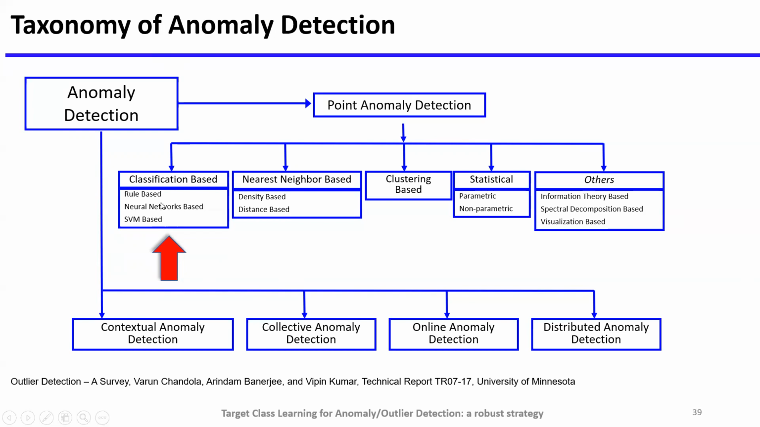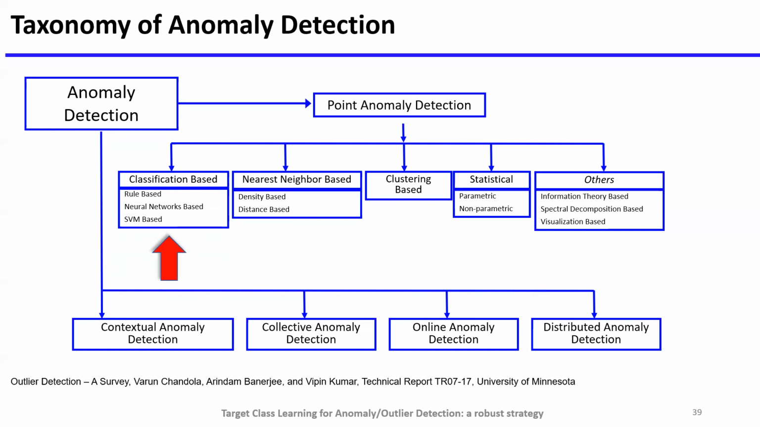Here we are using certain existing approaches like rule based, neural network based, SVM based, and nearest neighbor based. We can also detect the point anomaly with the help of clustering approaches, and statistical parameters can also be utilized. Other than this, there are some approaches, for example, information theory based approaches, spectral decomposition based approaches, or visualization based approaches for detection of point anomaly.